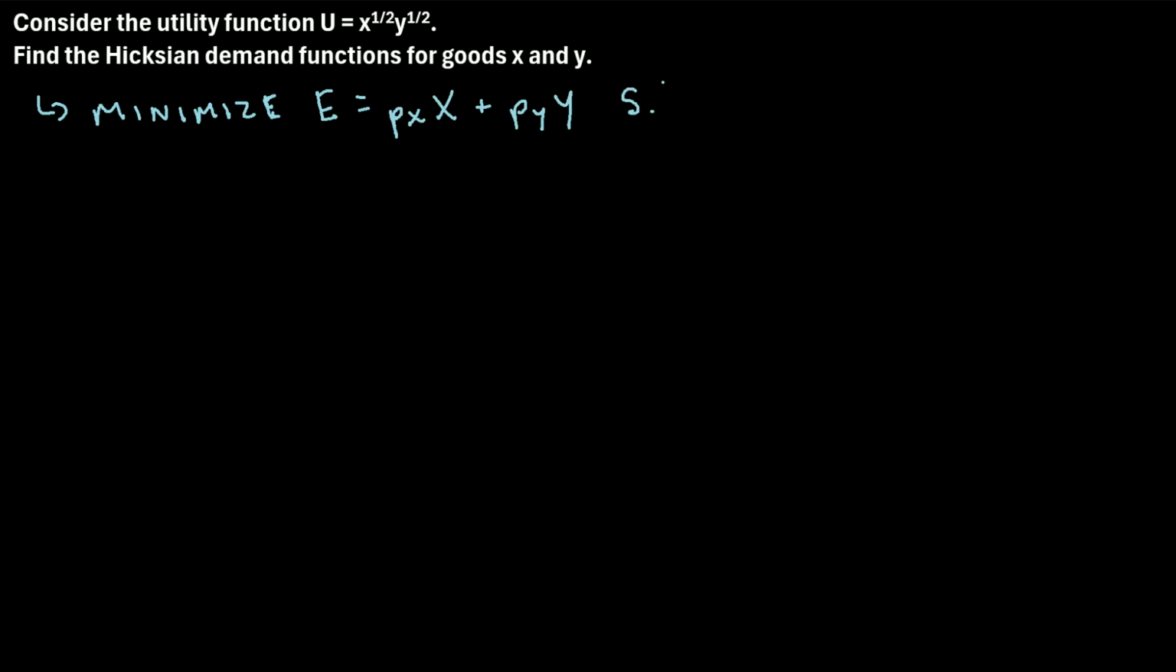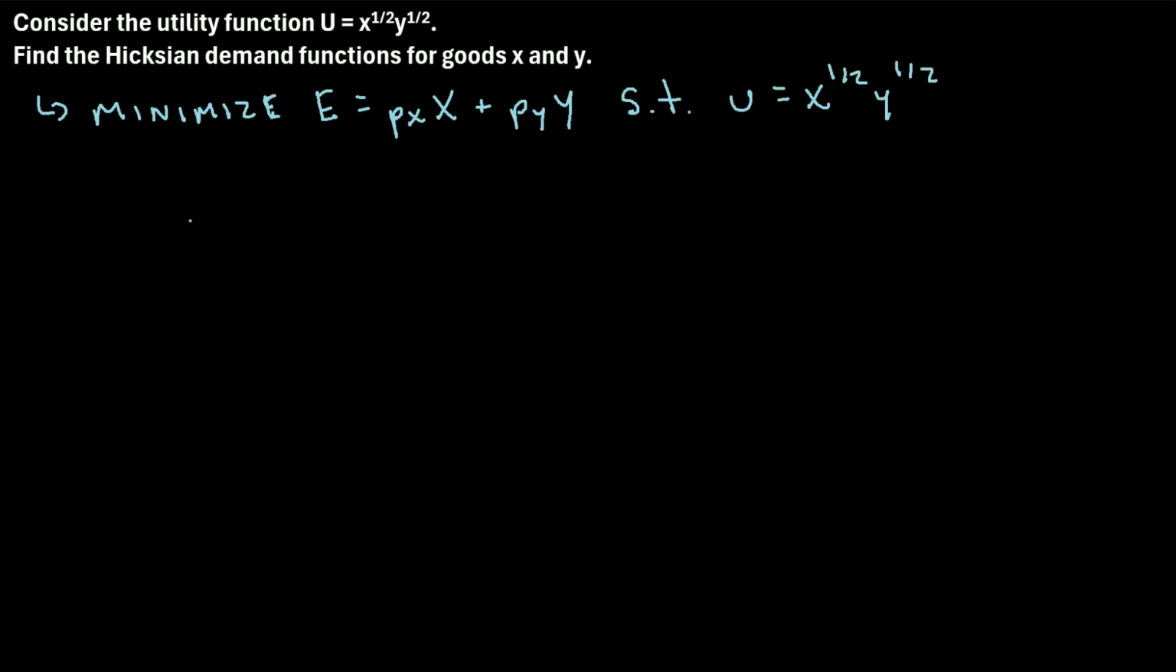Now, Hicksian demand functions are demand functions that tell us the quantities of goods x and y that we can consume that will minimize our expenditure while still achieving a specific level of utility. So let's write that down. Our goal is to minimize our expenditure E, and our expenditure will be equal to the price of x times the quantity of x plus the price of y times the quantity of y, subject to the constraint that u, our utility level, is equal to x to the 1/2 times y to the 1/2.